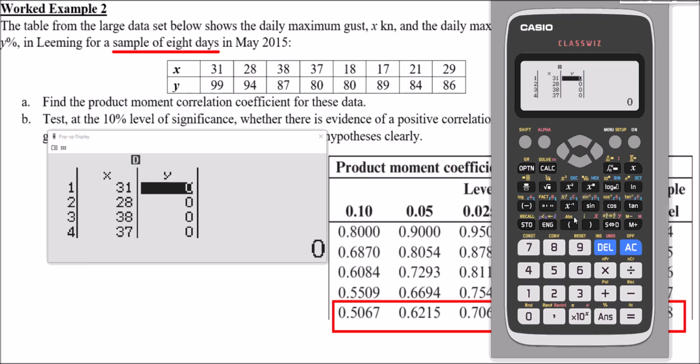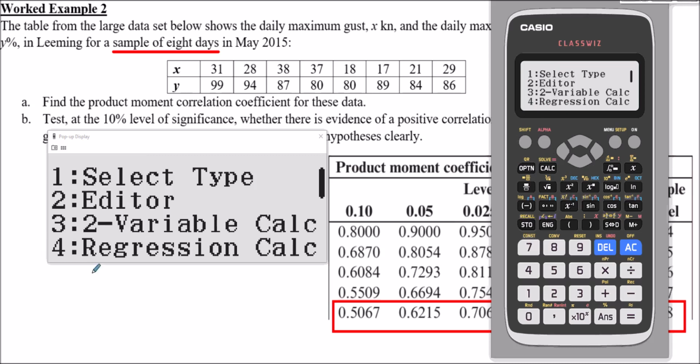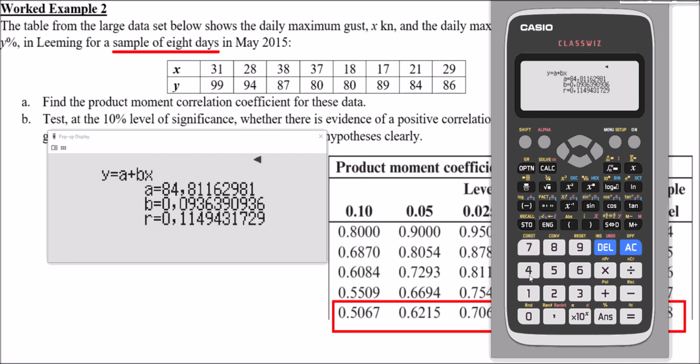So when X is 31, Y is 99, then 94, then we've got 87, got 80 twice, then 89, 84, and finally we have 86. So we then press equals one final time, then we press OPTN to get options. So OPTN, we want regression calculation, so press option 4, and we see here that R for this sample is, to 4 significant figures, 0.1149.